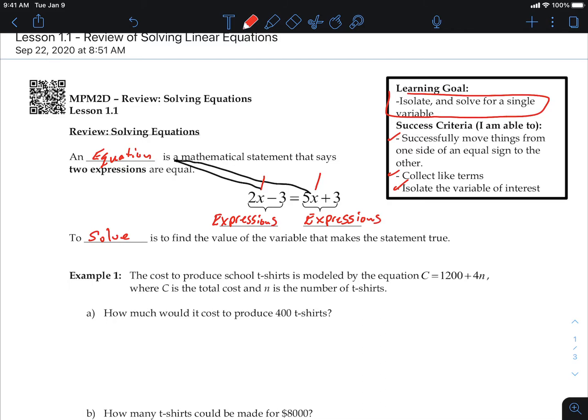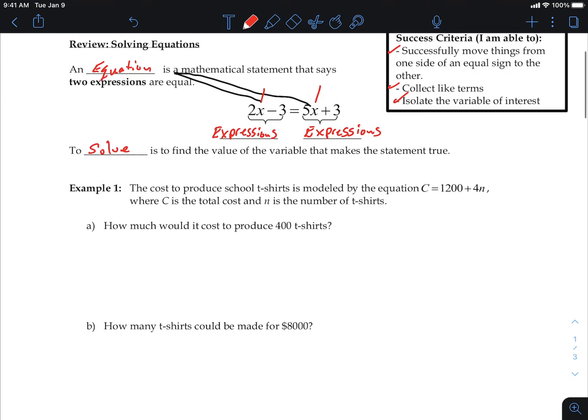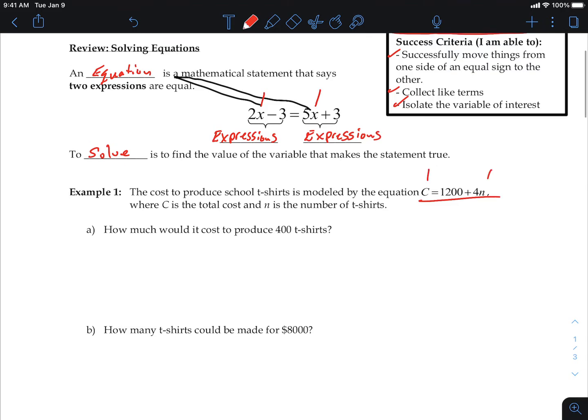Okay, so example 1, let's take a look here. This is a word problem. I'll guide you through how to come up with the equation, then we're going to solve, right? So the cost to produce school T-shirts is modeled by the equation. Actually, I even told you the equation, so that's easy. Where C is the total cost and N is the number of T-shirts. So it tells you what the variables are in this equation.